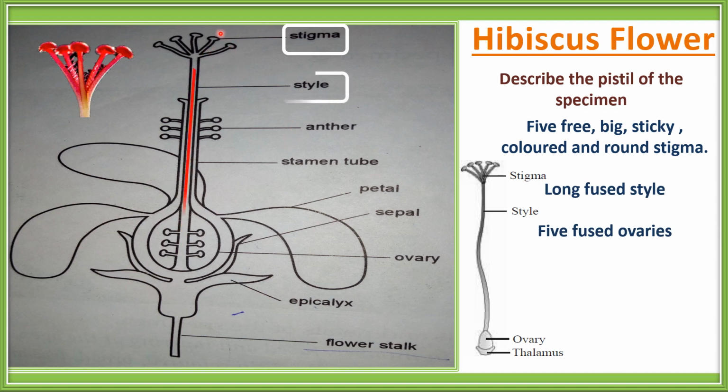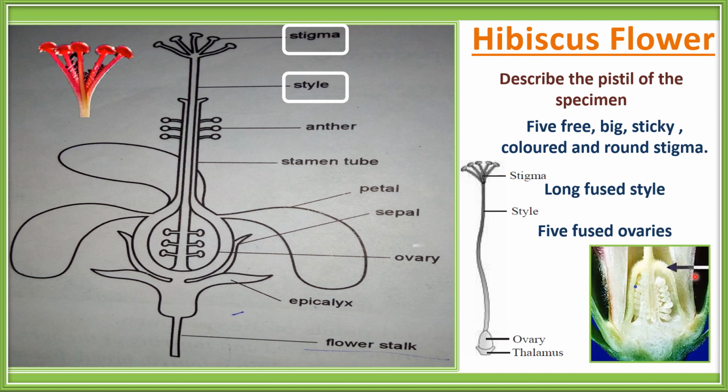The styles, they come here. The branches, they fuse together and they form a long style which goes to the ovary. So you can see we have here the stigmas with style branches, and then they fuse to form one style which moves and goes to the ovary. 5 of them fuse together and they form one style. And then at the bottom, that means that the 5 stigmas, when they fuse together to form one style, when they go down, we shall have 5 fused ovaries.